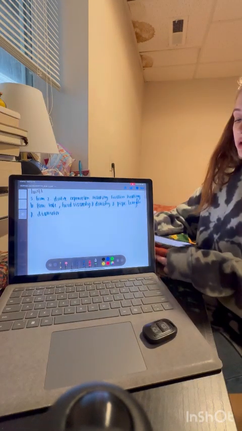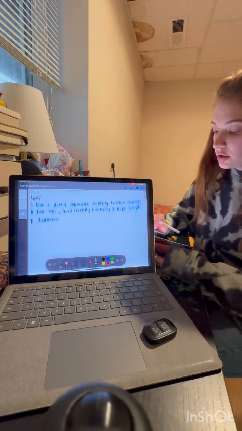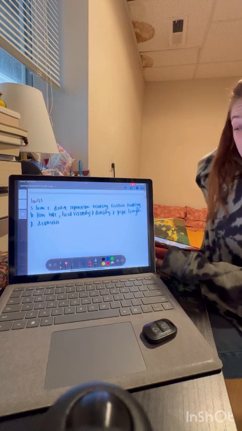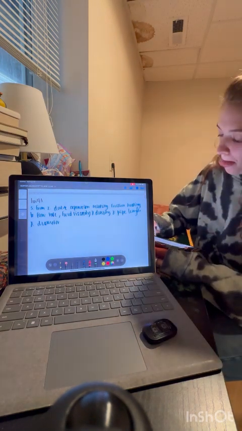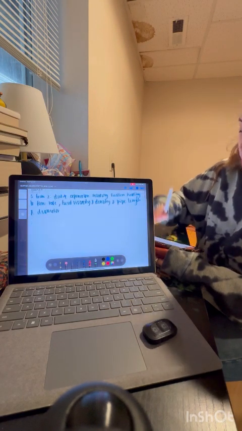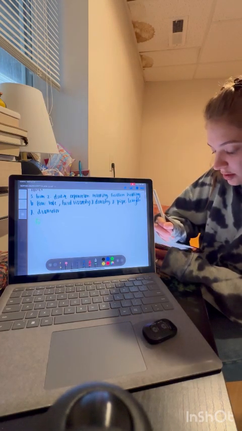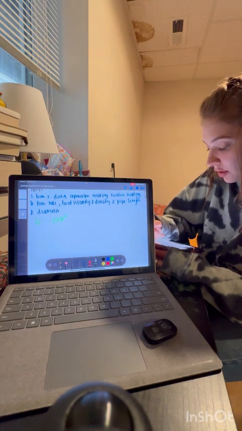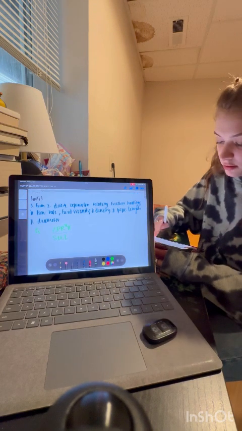All right, homework for part A, question 3, from 2, derive an expression relating friction heating to flow rate, fluid viscosity, density, pipe length, and diameter. So we can move down what we wrote in our last problem as Q is equal to a negative pressure change times R to the 4th times pi, all over 8 mu L.